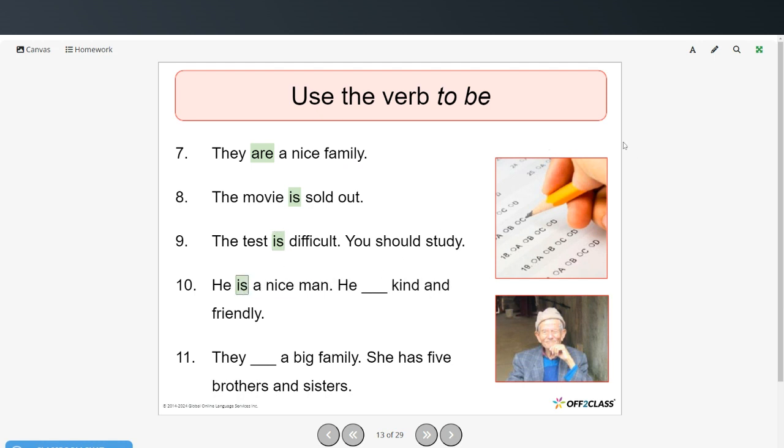He is a nice man. He is kind and friendly. They are a big family. She has 5 brothers and sisters.